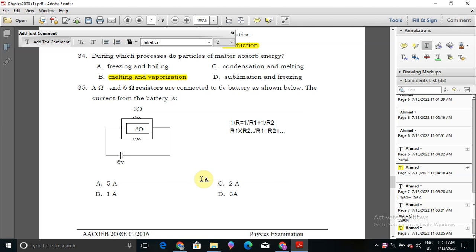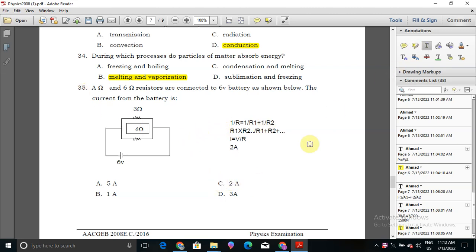So after finding the resistance, we'll find the current, which will be what? I is equal to V, which is volt, over R, which is resistance. After placing the numbers in place of their symbols, you will get the last answer, which for current is 2 ampere. So that means the last answer for question number 35 is C, which is 2 ampere.